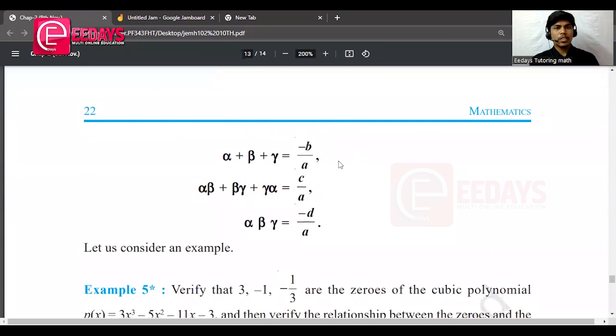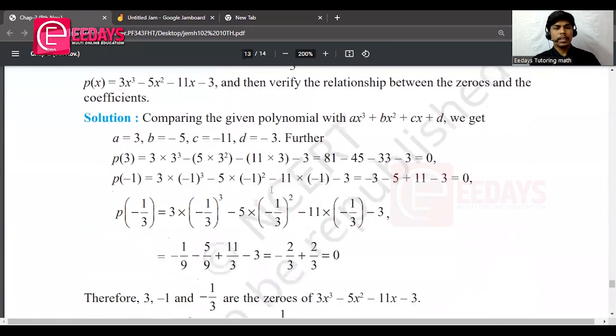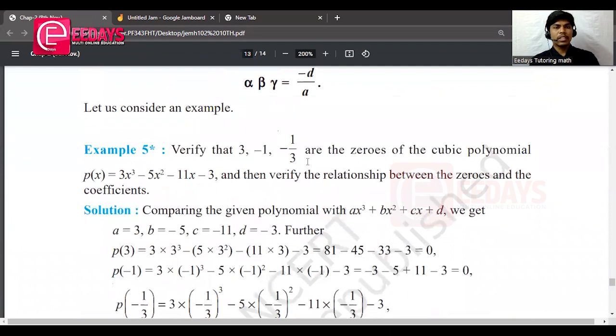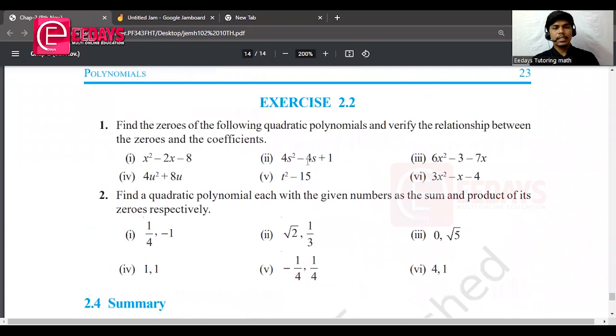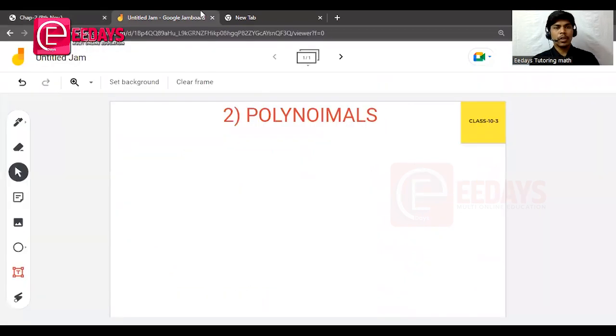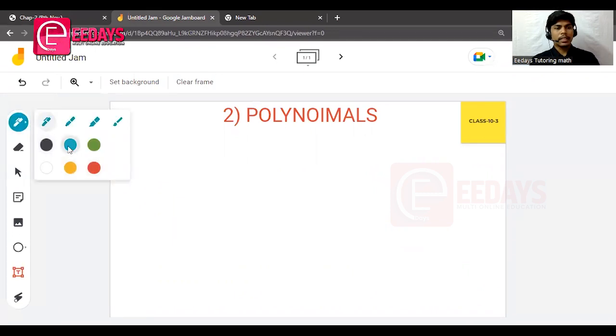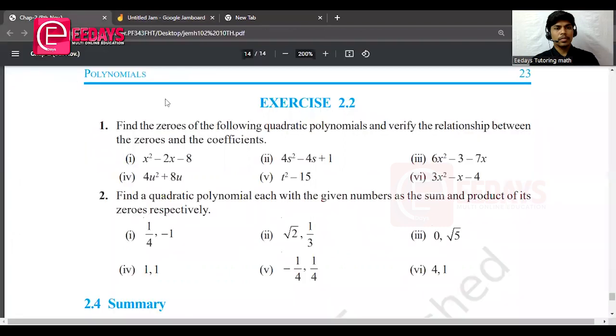Alpha plus beta plus gamma is equal to minus b by a. Alpha beta gamma, the product of zeros, is minus d by a. The sum of products of zeros taken two at a time, alpha beta plus beta gamma plus gamma alpha, is equal to c by a. We did the verification part yesterday. We solved all the examples. Now let's start exercise 2.2, without delay. We already completed all the example sums yesterday.